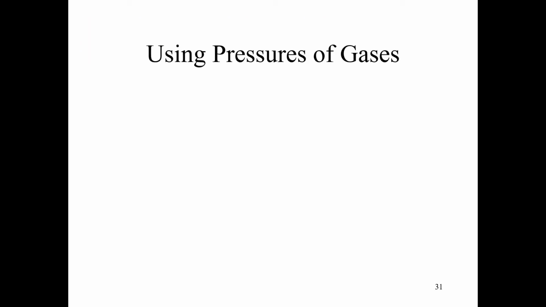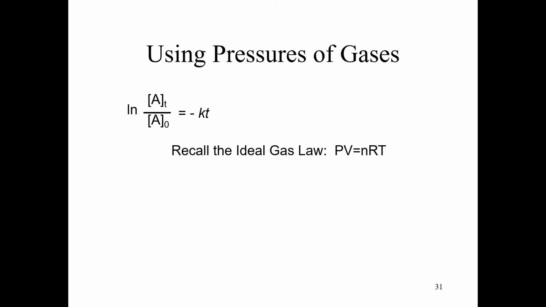As we discussed earlier, sometimes you track the appearance of a product or disappearance of a reactant by tracking the pressure of gases. Let's look again at this form of the integrated rate law. Again, in this case, we subtracted log of a sub 0, and then we merged the logarithms using the rules of logarithms, and we get this expression. Now, recall the ideal gas law, PV equals nRT, right? Again, if we were to simply isolate n over V, that means that on the other side we have P over RT.